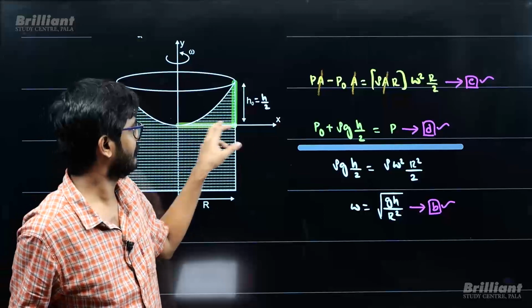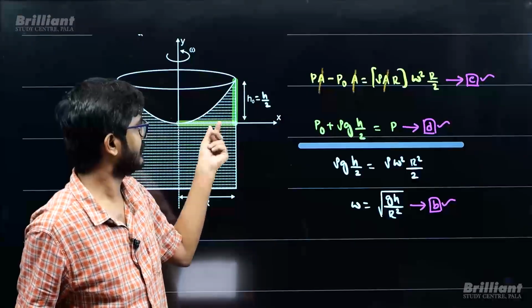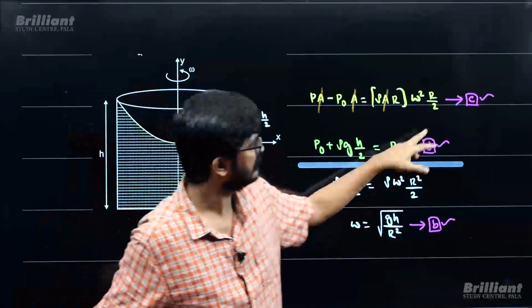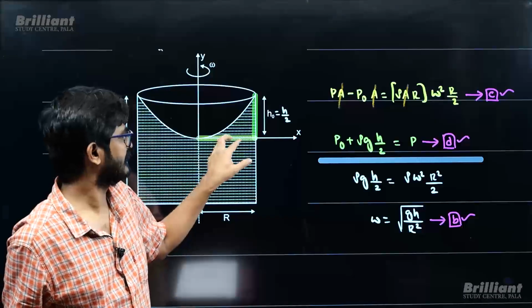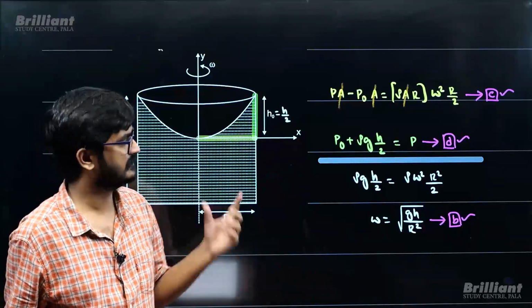I have gone with bigger lengths. You can take smaller lengths so that you will get options C and D by yourself. You can take dx and dy and you can get options C and D by yourself.